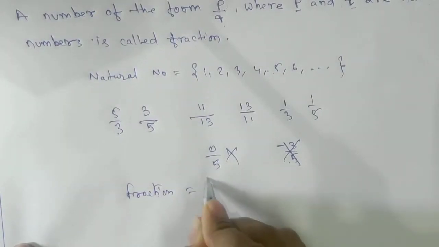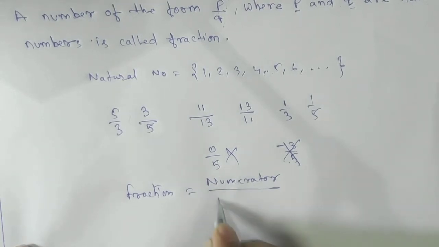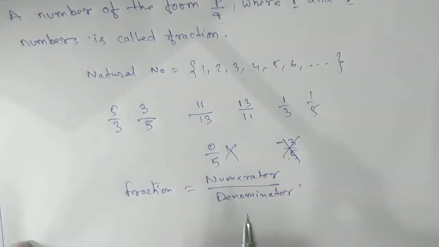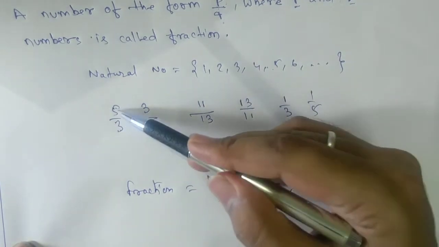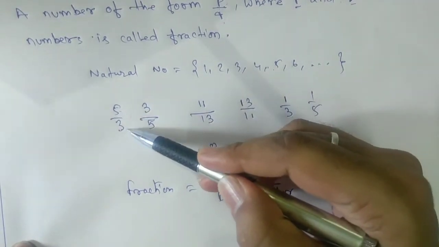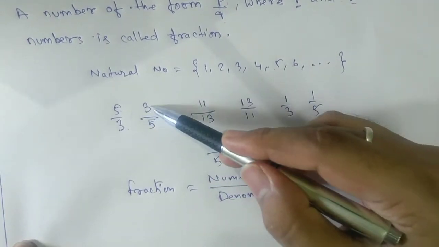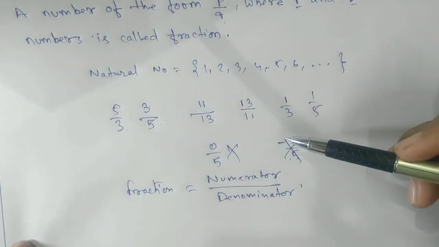Next, we're going to see that fraction equals numerator by denominator. That means in 5 by 3, 5 is the numerator and 3 is the denominator in this case. And if we go for 3 by 5, then 3 is your numerator and 5 is the denominator.